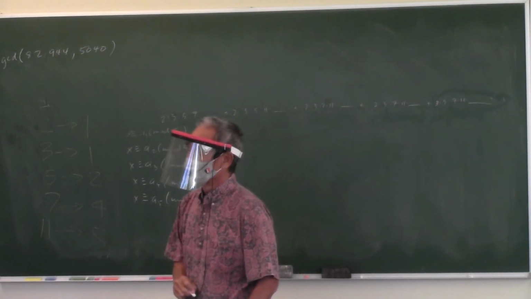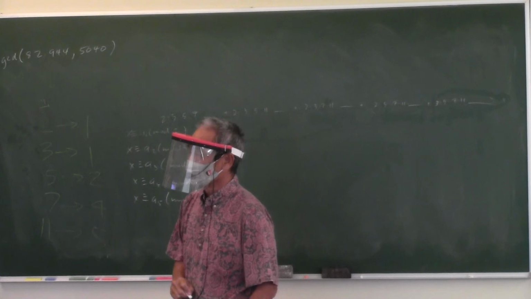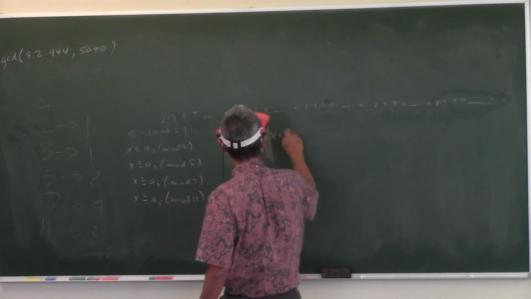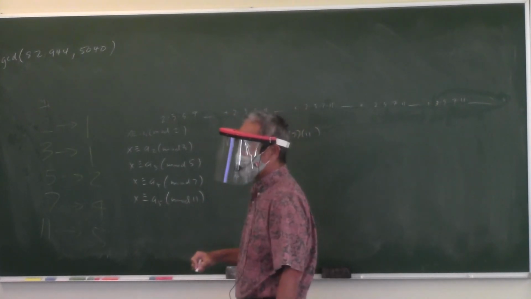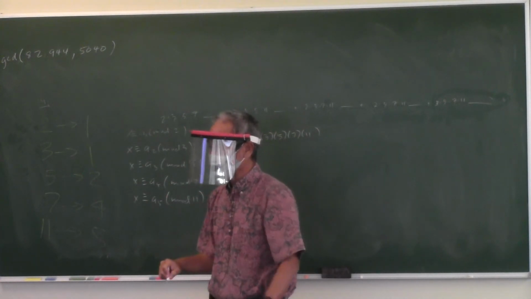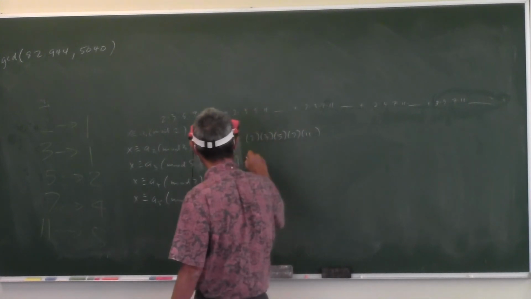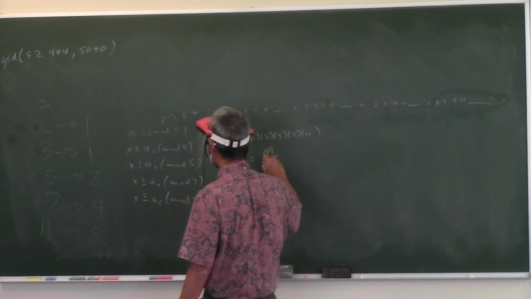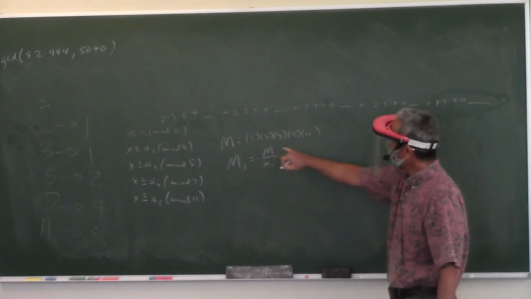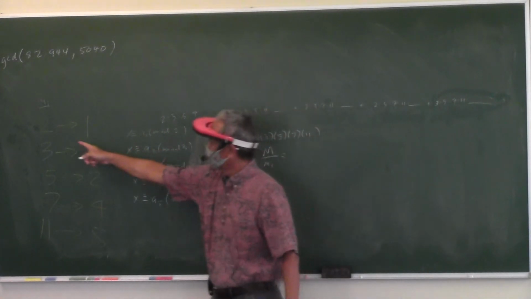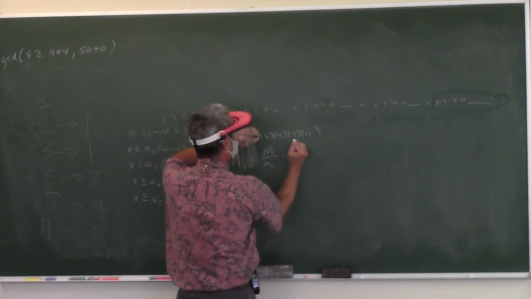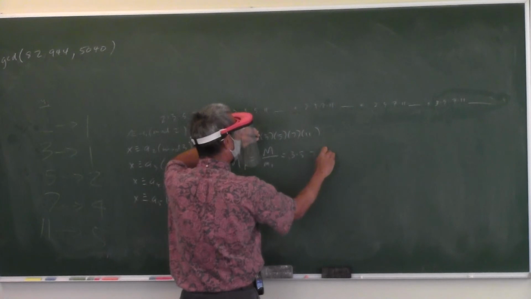Given that system, let capital M be equal to M1 times M2 all the way to Mn. So what is M? 2 times 3 times 5 times 7 times 11. For each i, capital Mi is equal to M divided by mi. So capital M1 is M over m1, which is this number divided by 2: 3 times 5 times 7 times 11.